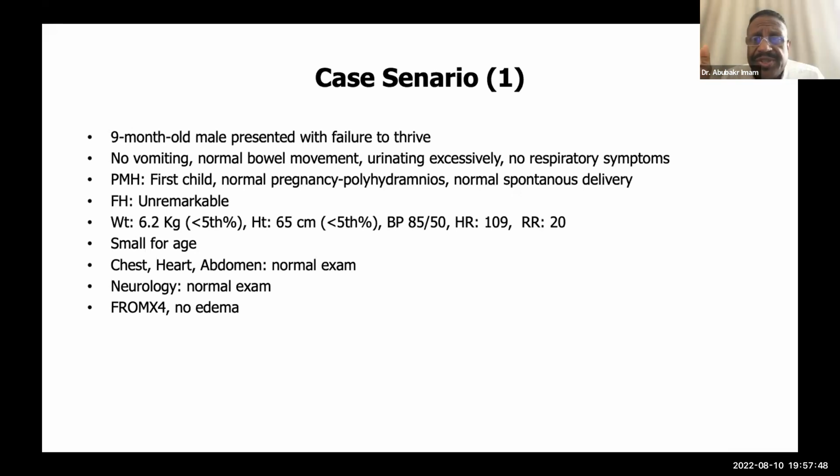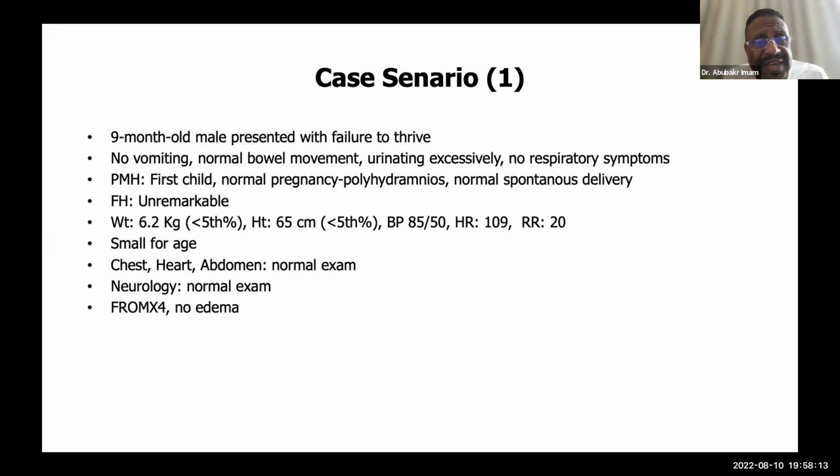That's the only presentation. And then as you go and assess him, his family history was unremarkable for any other diseases. His weight was 6.2, which is less than 5th percentile. Always try to plot them into the growth curve. His height is 65 centimeters, which is less than 5th percentile also.